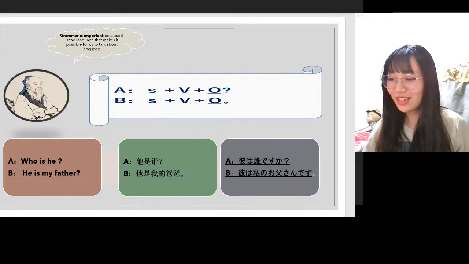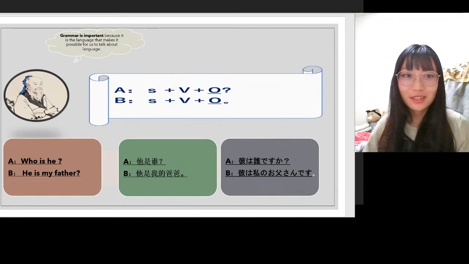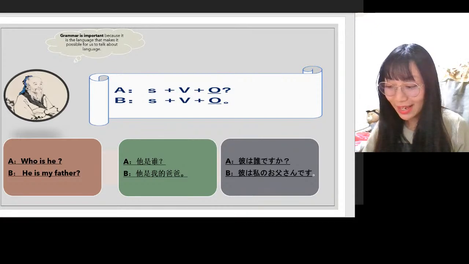Okay, I'm kind of confused if I speak Japanese and English at the same time. I have to slow down. If you have any question, please ask me.